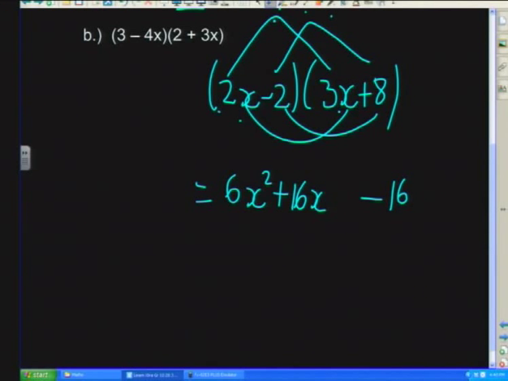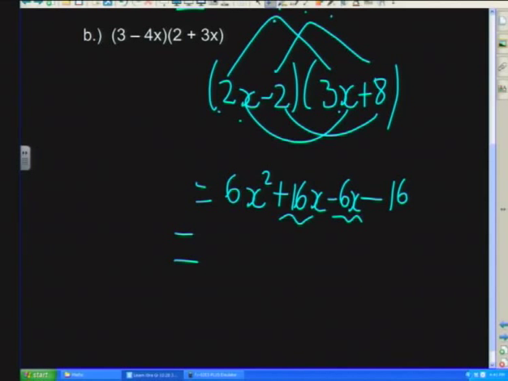And then lastly, minus 2 times positive 3x. A minus times a plus is a minus, 2 times 3 is 6, and x times 1 is just x. Now remember, when you get to this point, you need to look at your question and see, do we have like terms? Yes, we do.